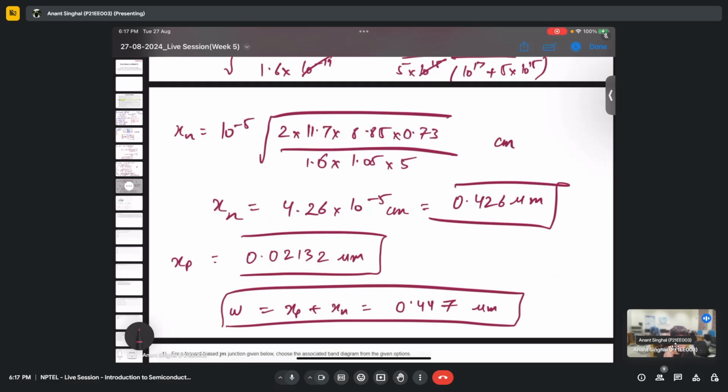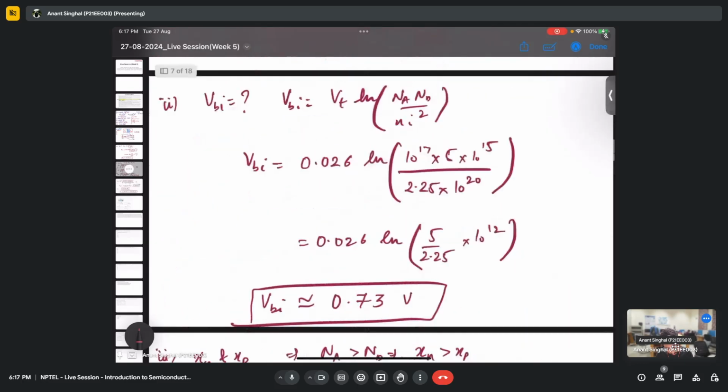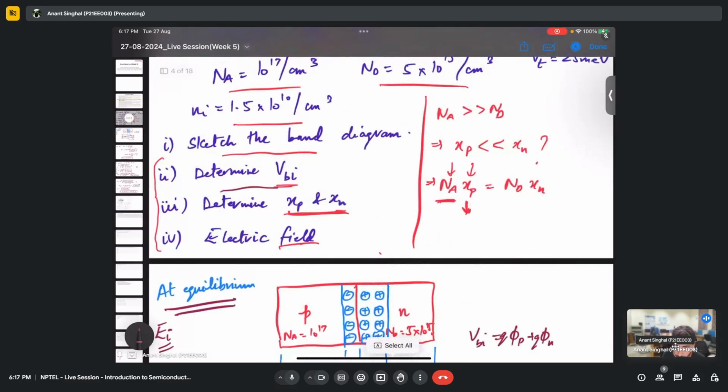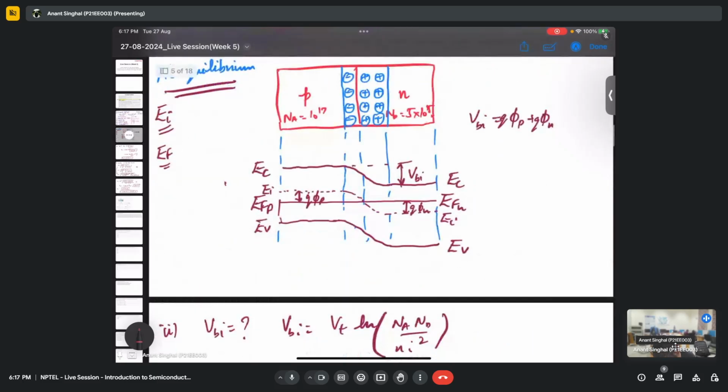So you should calculate all of these terms at home also, because that will help you practice for the problems during the exams. You might need to solve all of this. The final question is the maximum electric field. We all know that the maximum electric field for this band diagram is at x equals 0, and we already have the formula, so this is Emax. We need to calculate this.